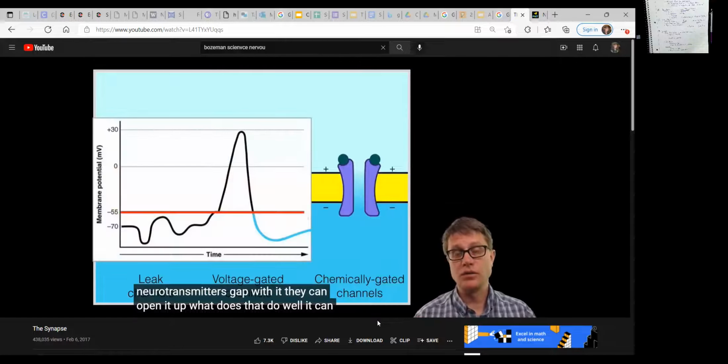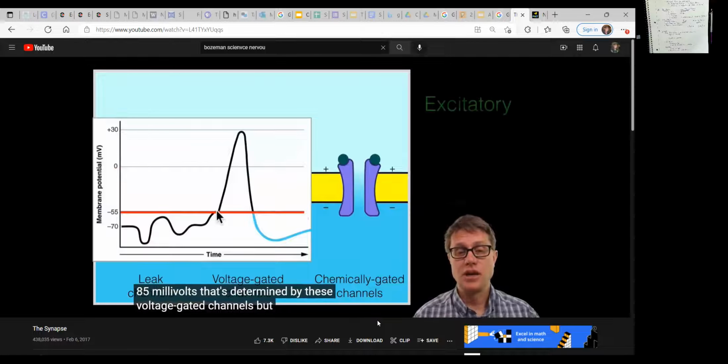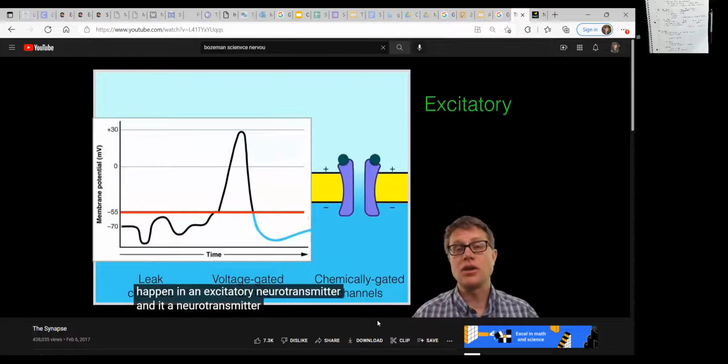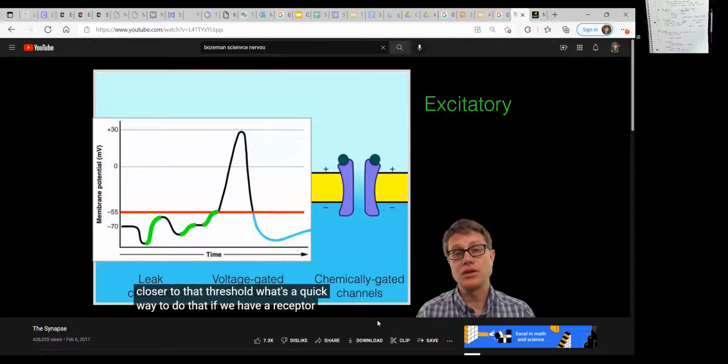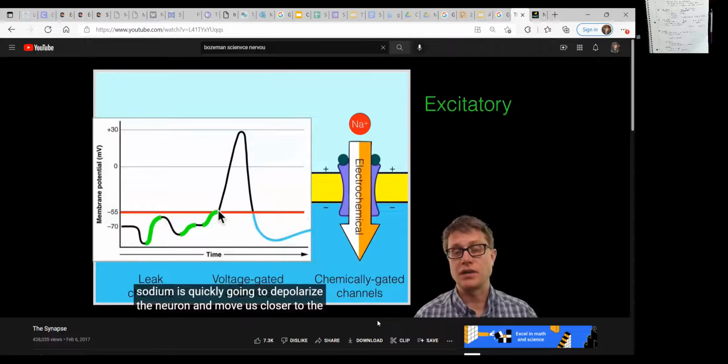What does that do? Well, it can move us towards or away from an action potential. So an action potential is when we hit this threshold of negative 55 millivolts. That's determined by these voltage-gated channels. But what can happen with an excitatory neurotransmitter, a neurotransmitter that's pushing us towards the threshold, is that it is increasing the voltage. It's moving it closer to that threshold. What's a quick way to do that? If we have a receptor on the postsynaptic side that allows the flow of sodium into the neuron, that sodium is quickly going to depolarize the neuron and move us closer to the action potential.